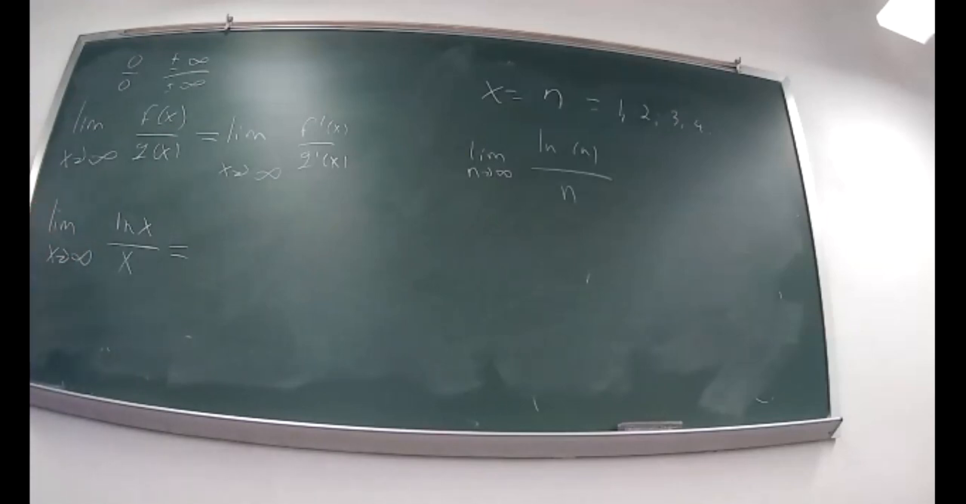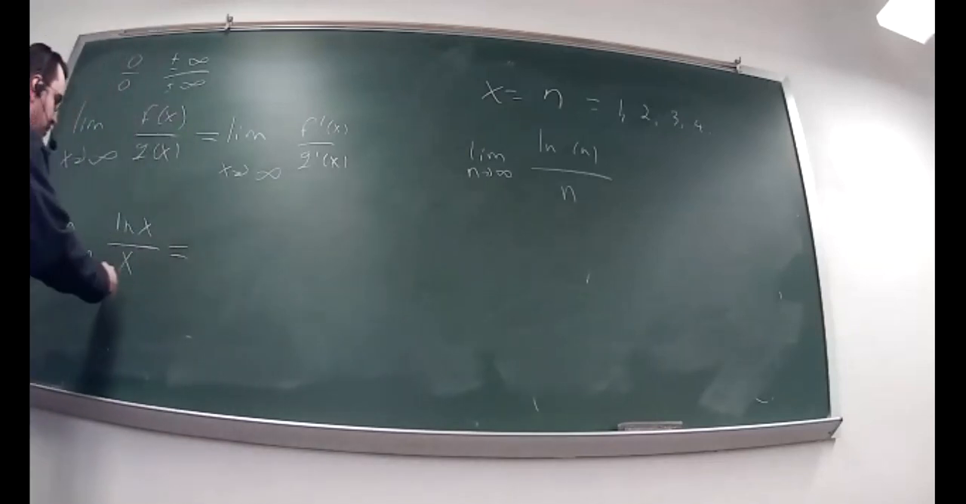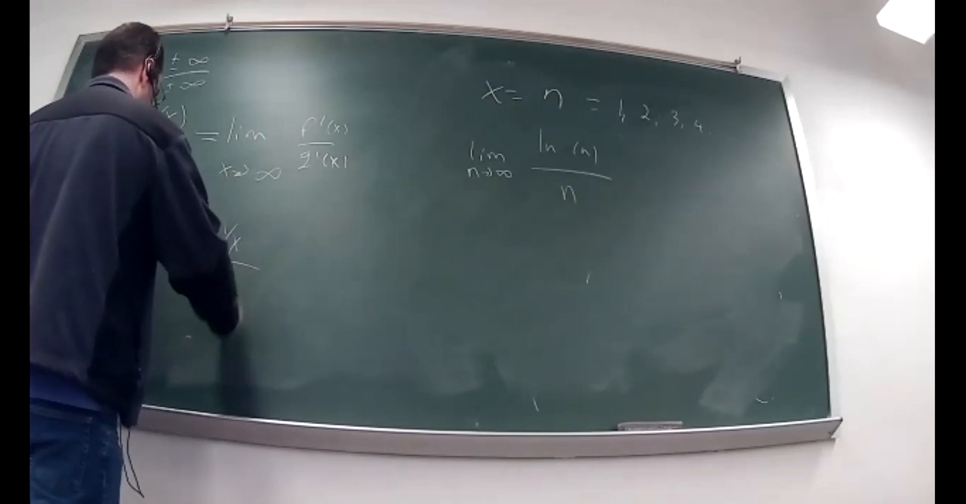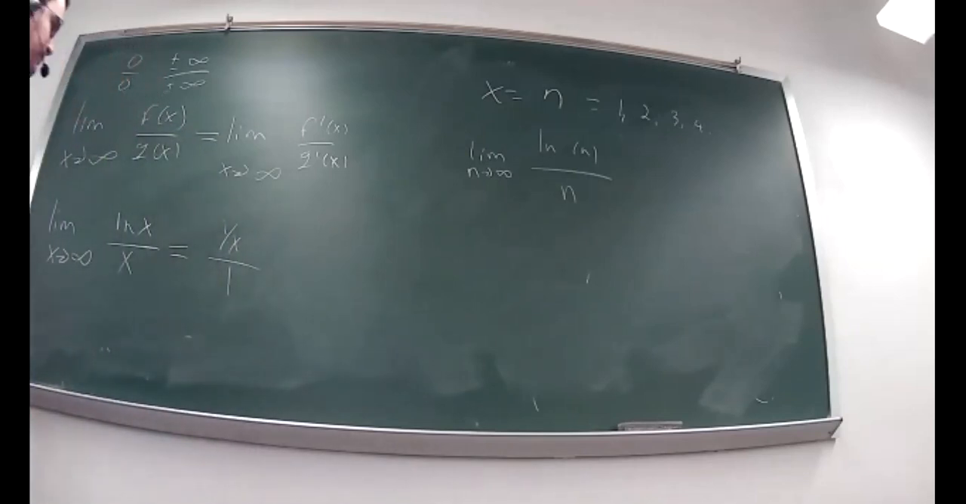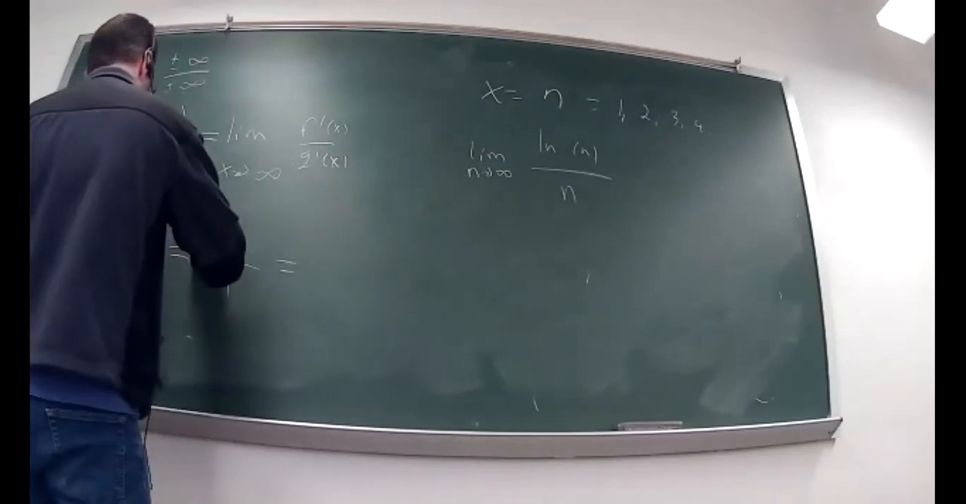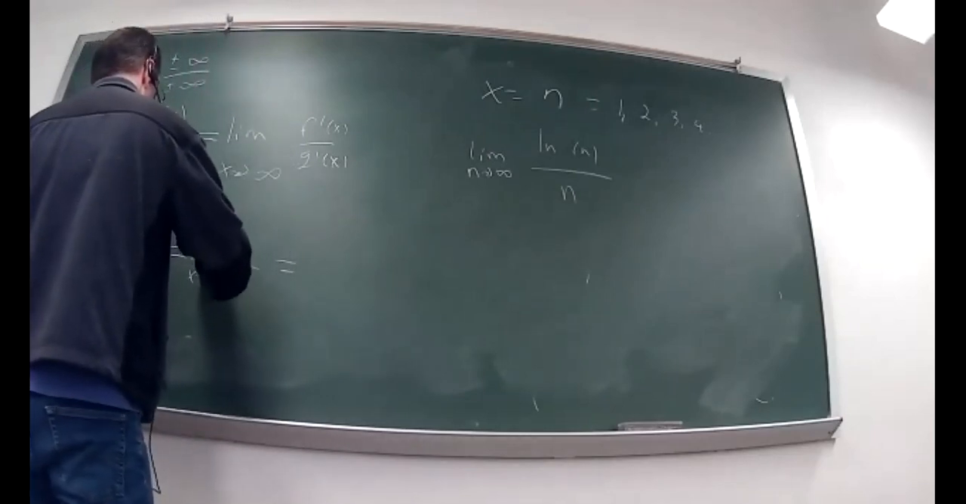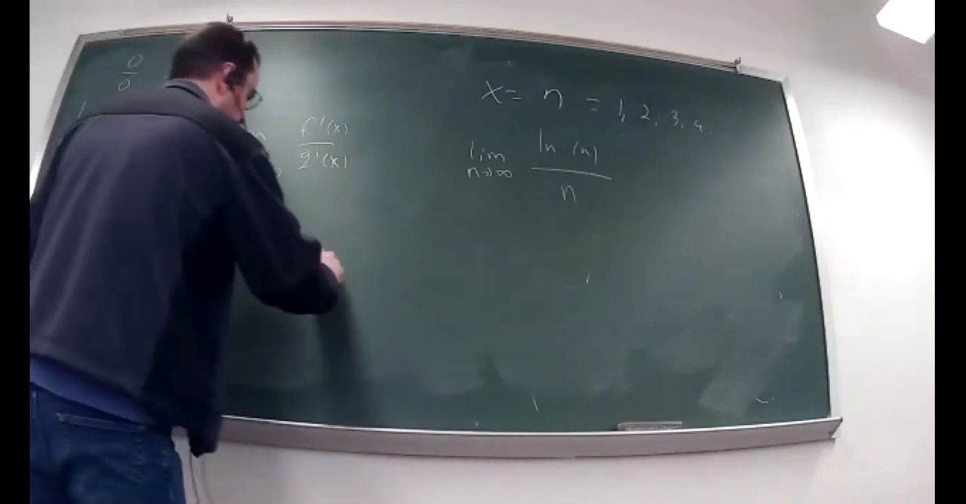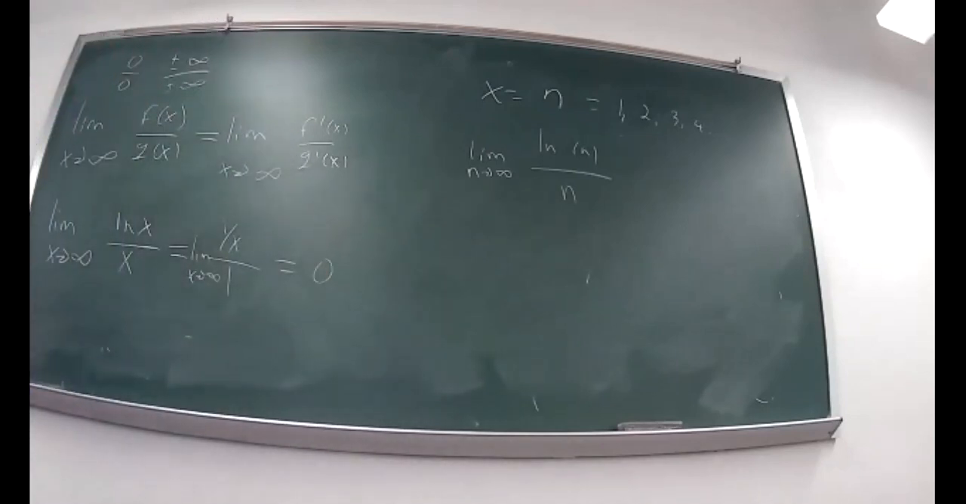So how do you do this? We straightforwardly apply L'Hopital's rule. We take the derivative: natural log of x is 1 over x, the derivative of x is 1. And we're taking, of course, the limit as x goes to infinity. And so 1 over x as x goes to infinity will limit towards 0. So this ratio is tending towards 0, which is telling you that x is tending towards infinity much faster than natural log of x.